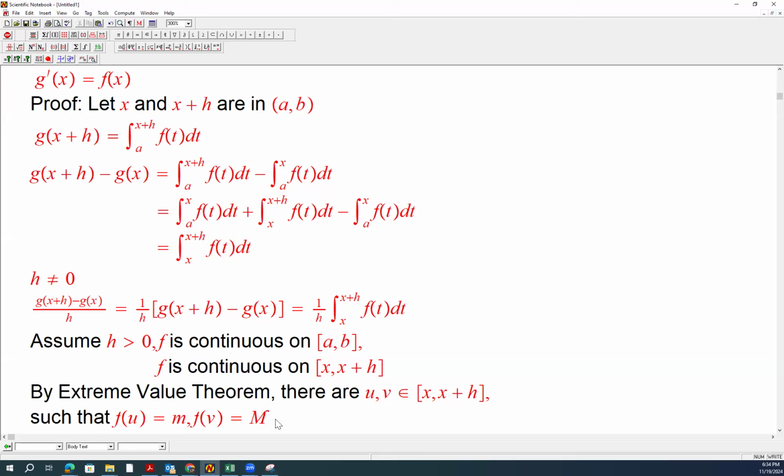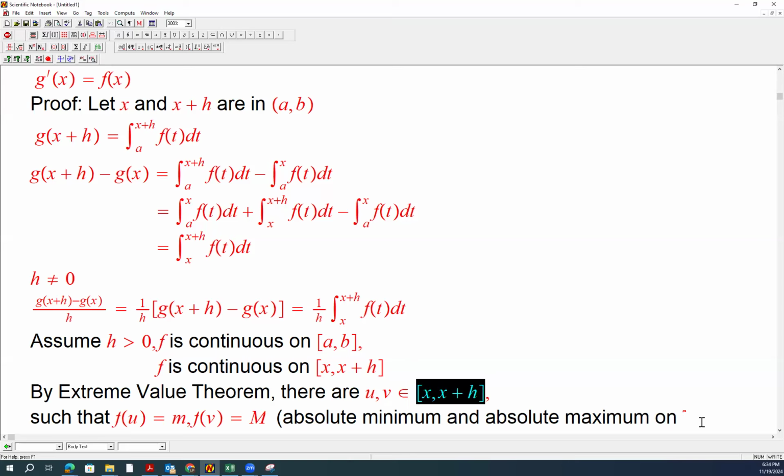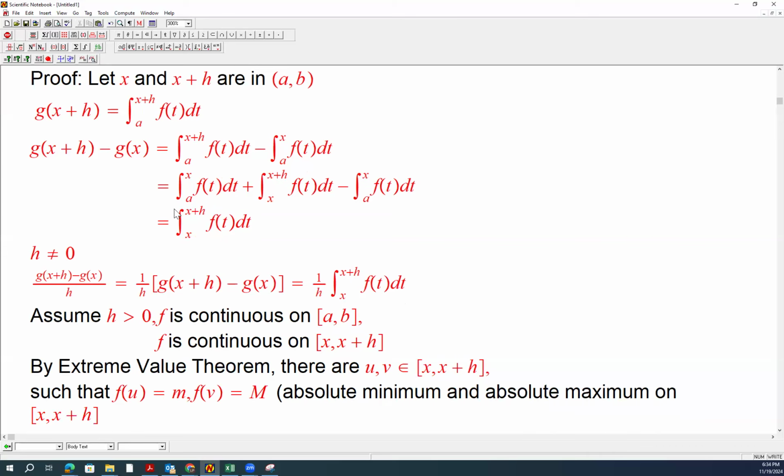Let me write it down in parentheses: absolute minimum and absolute maximum on this closed interval. Here we go.